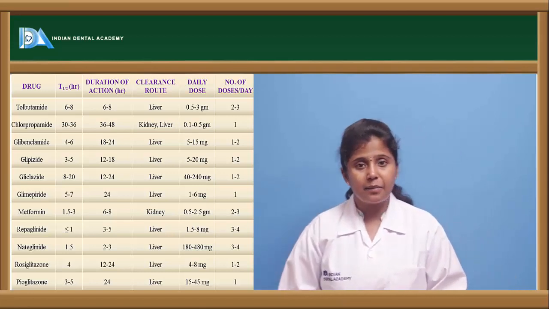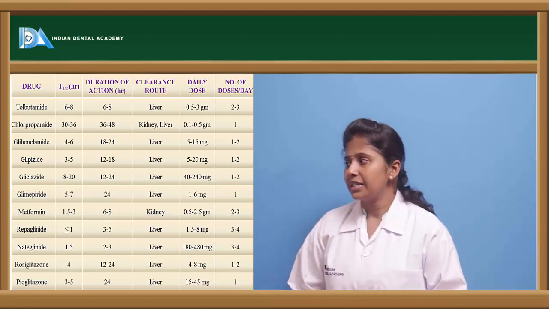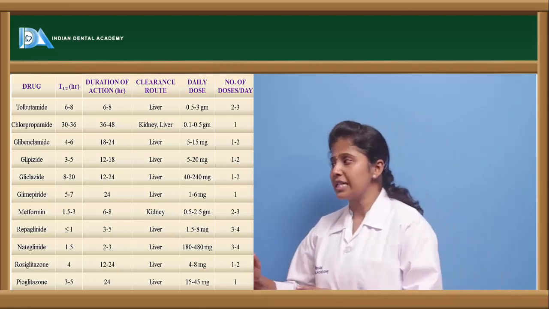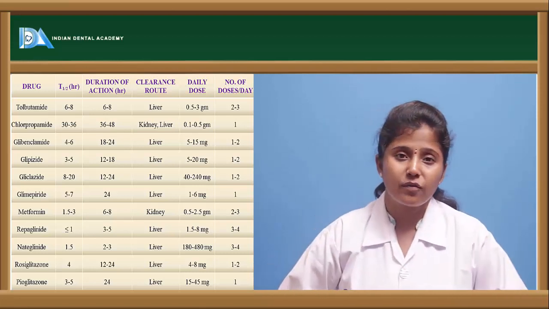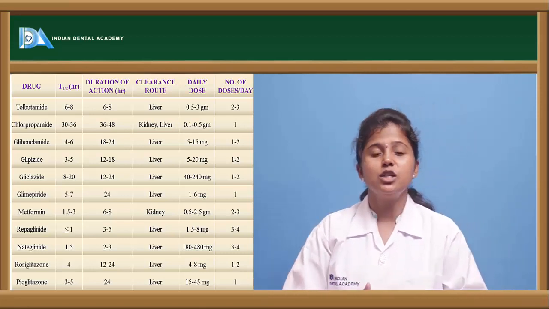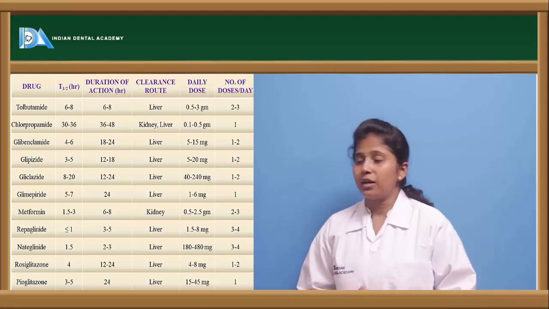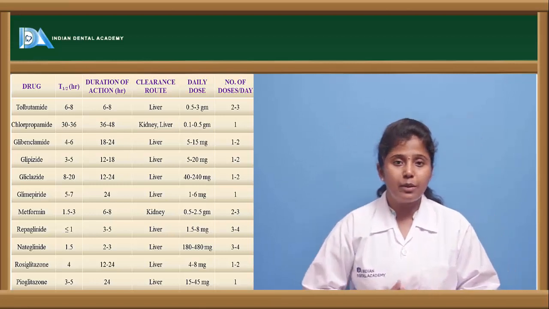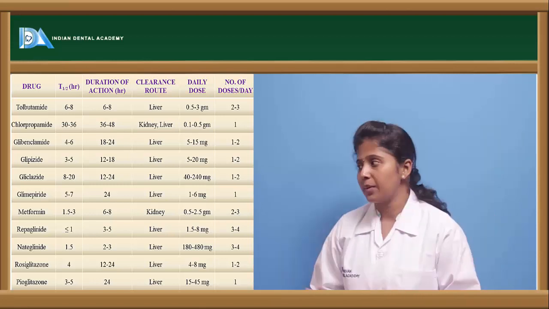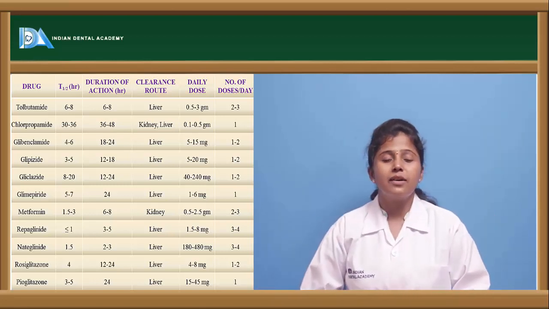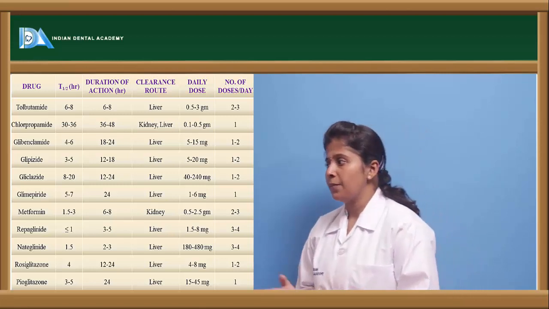The other anti-diabetic drug is glibenclamide. It has a T-half of about 4 to 6 hours, and the duration of action of this drug lasts for about 18 to 24 hours. It is cleared through the liver, and 1 to 2 doses are administered based on the severity of the diabetic condition, at a dose of 5 to 15 mg each.